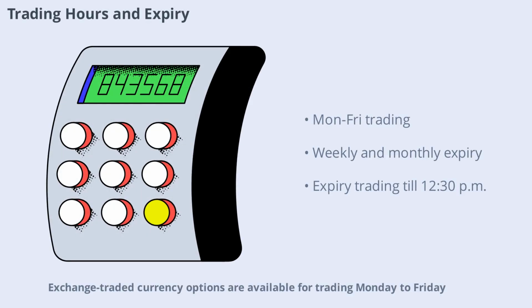Exchange-traded currency options are available for trading Monday to Friday, typically from 9:00 a.m. to 5:00 p.m. for INR pairs and up to 7:30 p.m. for cross-currency contracts. Weekly contracts expire on Fridays, while monthly contracts expire 2 working days before the last business day of the month. On expiry days, trading in the expired contract is allowed until 12:30 p.m. This structure ensures regular opportunities for traders to enter and exit positions.